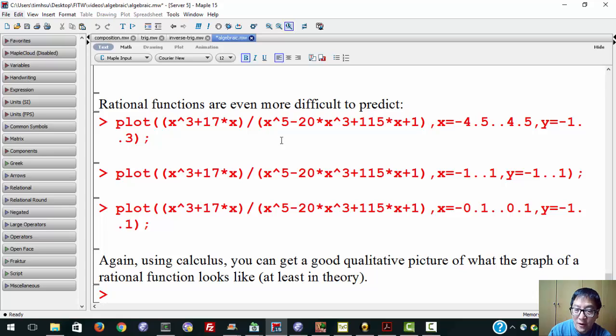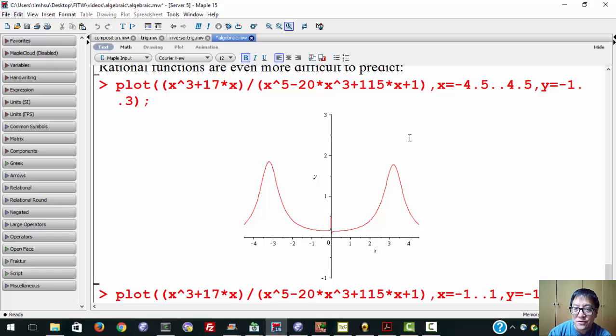So these are even harder to predict. So here's x cubed plus 17x over x to the fifth minus 20x cubed plus 115x plus 1. So really, I'd have no idea what this thing was if I hadn't worked it out already. And so here it goes. Well, actually, this is a pretty interesting one because it looks just like a two-humped graph, but there's something mysterious happening in the middle here, right around x equals 0.